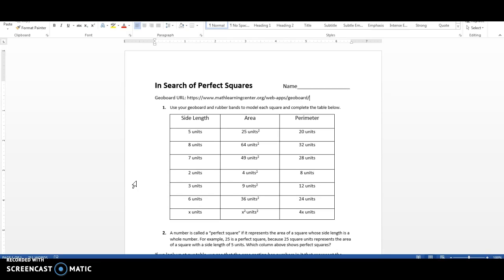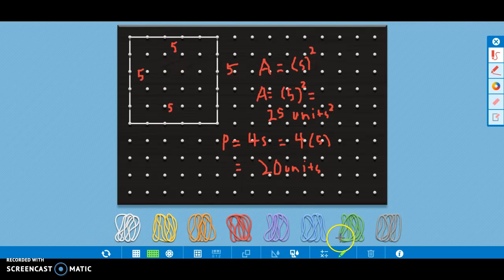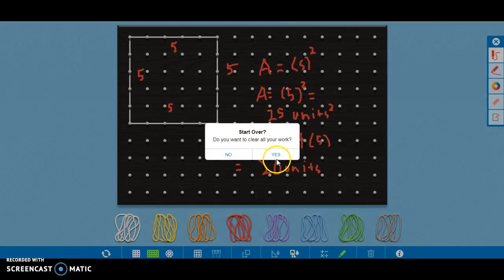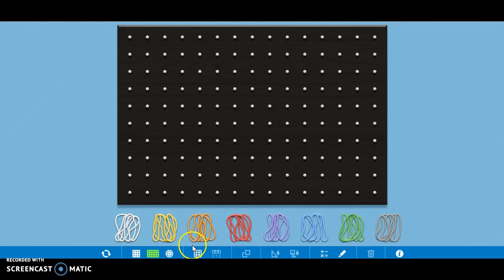However, for the next few, they're a little trickier because we're given the perimeter instead of the side lengths. So let's go back to our geoboard real quick and try to figure out how we would do that. Okay, so we were told that we have a square with the perimeter of 12, P equals 12 units. So how would we find this?